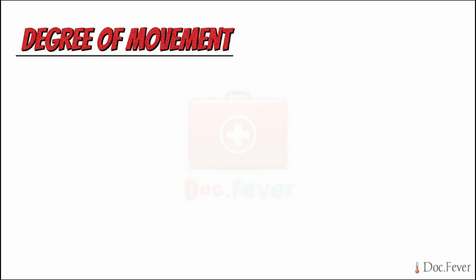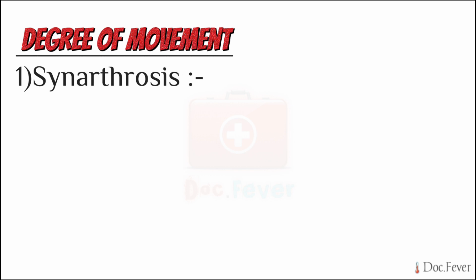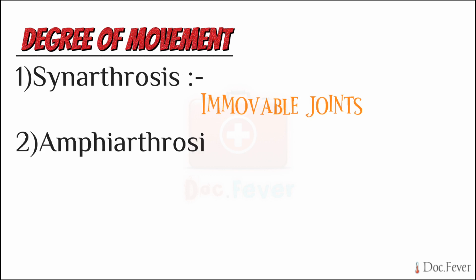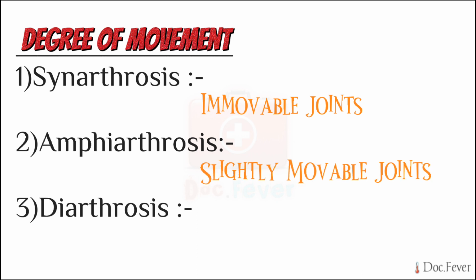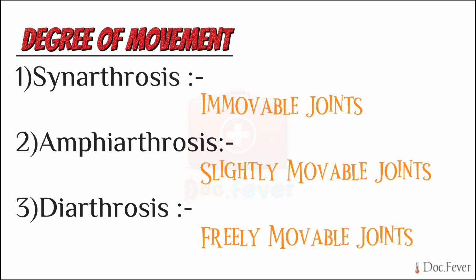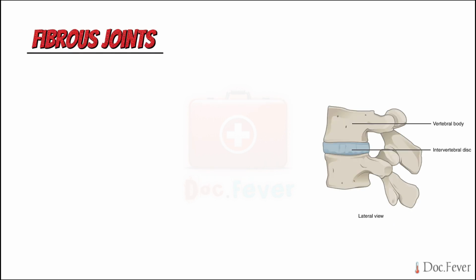Types of degree of movement. By the degree of movement, they also have three types: synarthrosis, immovable joints; amphiarthrosis, slightly movable joints; diarthrosis, freely movable joints. Fibrous joints are present where bones are connected by fibrous tissue.